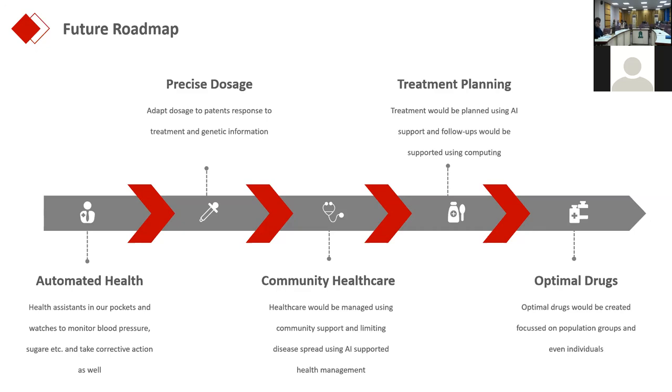As I said, community healthcare, where you would use AI and software to track disease spread, and use technology to track their spread and prevent things like COVID-19 epidemics and pandemics. Treatment planning would become more AI supported, and the follow-ups would be more quantitative using computing.